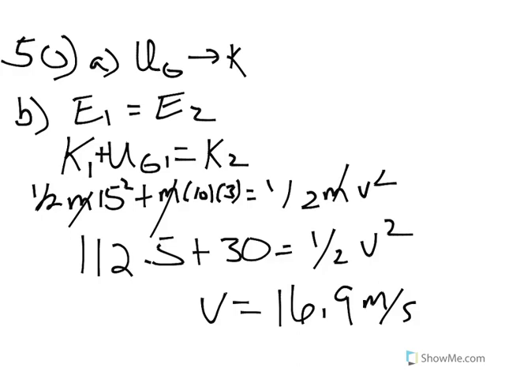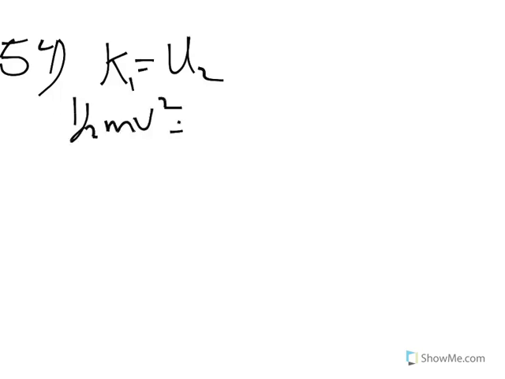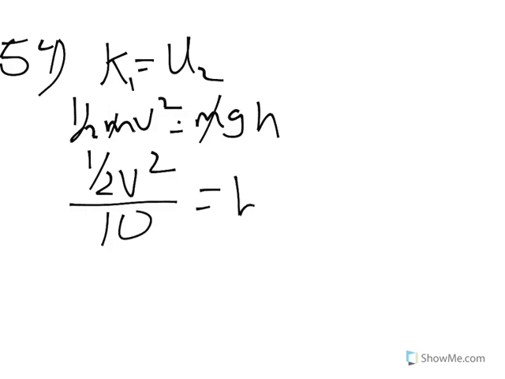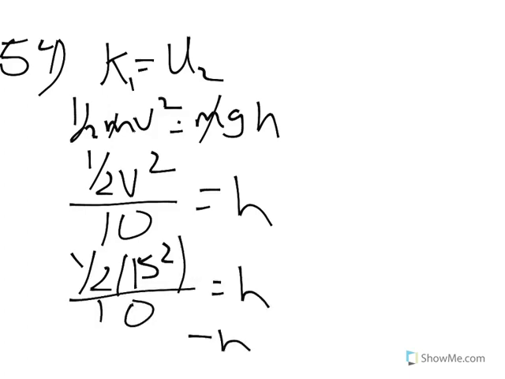Number 54, a 15 kilogram ball is thrown straight up at 20 meters per second. What is the maximum height? So at the bottom it has kinetic energy, and that's equal to the potential energy at the top. So 1/2 times mv squared equals mgh. M's cancel, and you're left with 1/2 v squared divided by 10 equals h. So we plug in 15, and we get H is equal to 11.25 meters.